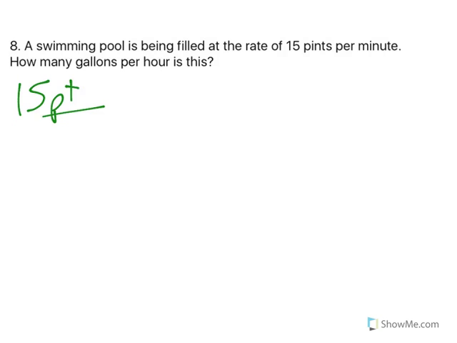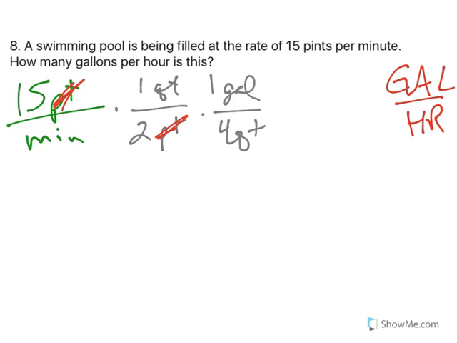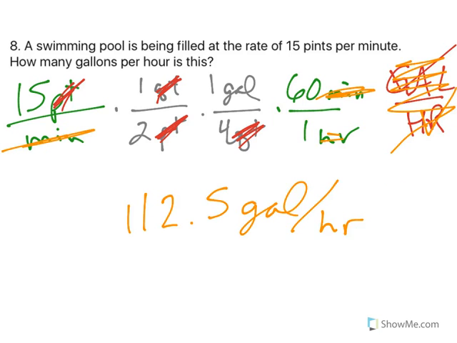So 15 pints per minute. We want to know that in gallons per hour. So if I want to go pints to gallons, I know that there are 2 pints in a quart, and I know there are 4 quarts in 1 gallon. So pints cancels out with pints, quarts cancels out with quarts, gallon is taken care of. And then to go minutes to hours, 60 minutes is 1 hour. Minutes, I have hours in the bottom just like I want, so my units are good. I multiply on the top, divide on the bottom, and end up with 112.5 gallons per hour.